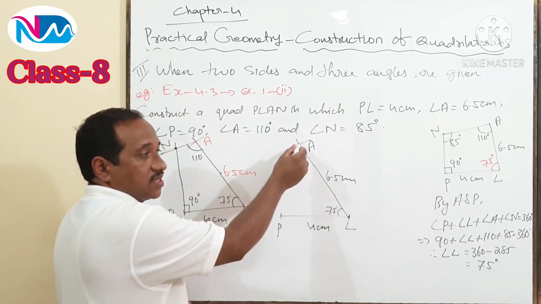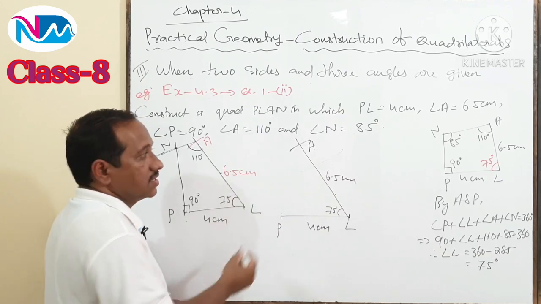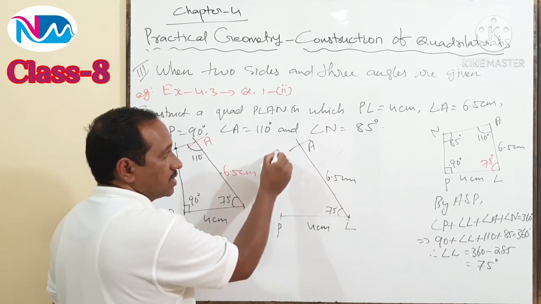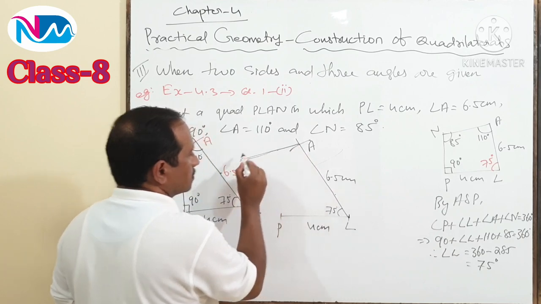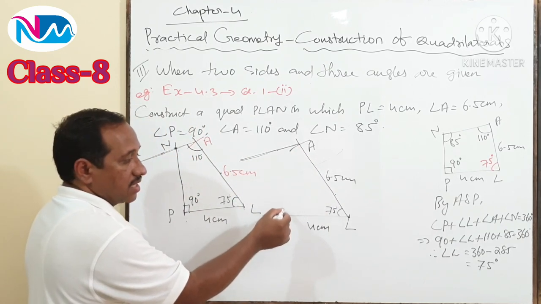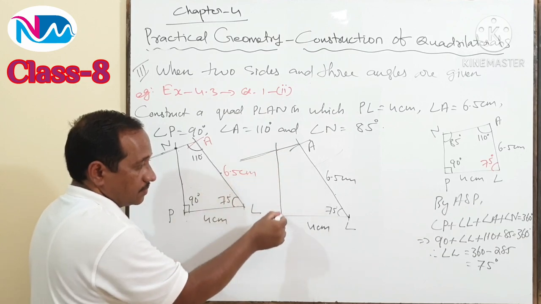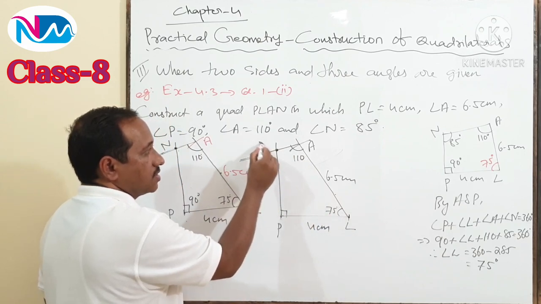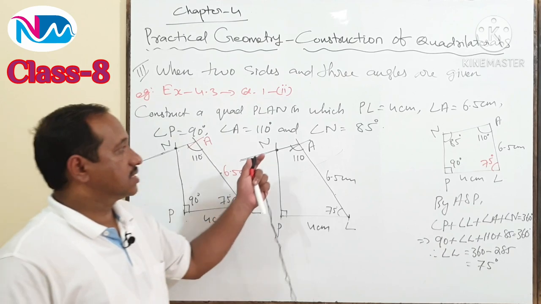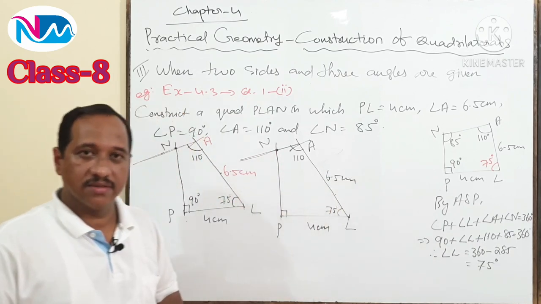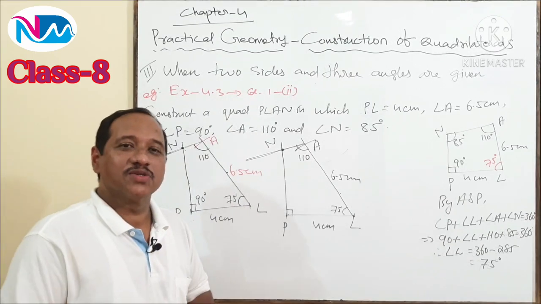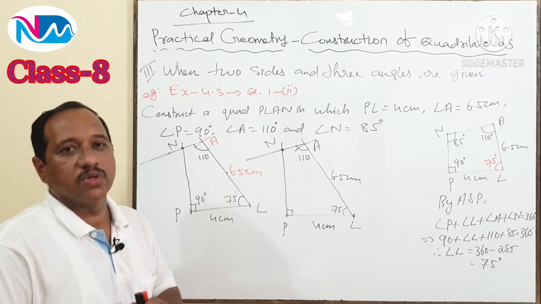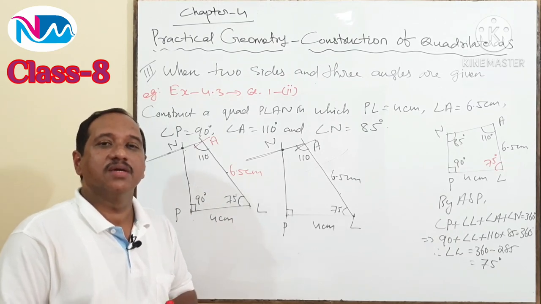Now at vertex A, draw an angle of 110 degrees. Keep the protractor at A and count 0, 10, 20, 30, 40, you can see you will get 110 degrees like this. Now angle P is 90, keep the protractor at P and draw 90 degrees. So 90 degrees, 110 degrees, 75 degrees. This point of intersection will be the vertex N. If you measure the angle N, you will get 85 degrees. My dear students, this is how to construct a quadrilateral when two sides and three angles are given. You have to do exercise 4.3, questions number 1 and 3 for practice.